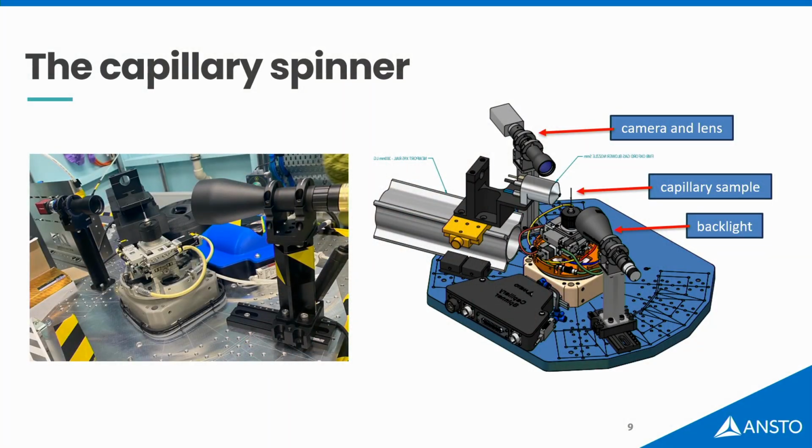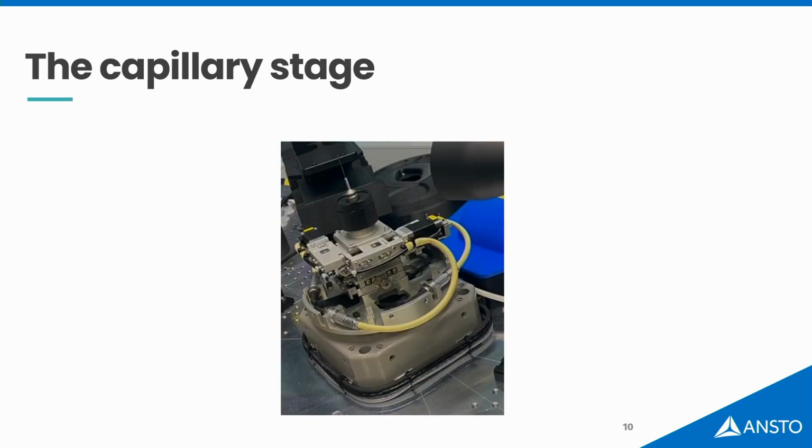This is the setup that I had. So it is a camera, a backlight, just to give a good contrast of the image that you'd see, and then the capillary sample that's mounted on this motorized stage. This is the stage. This stage has 5 axes of movement, so it moves around in X, in Z, it tilts in X, it tilts in Z, and it rotates around its axis.